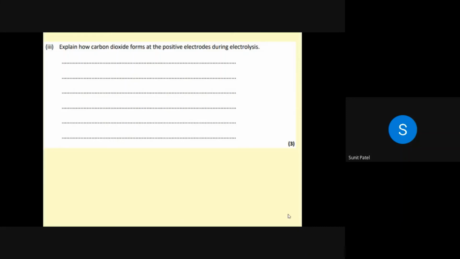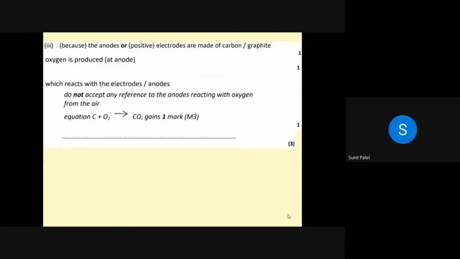And then part 3, here it says explain how carbon dioxide forms at the positive electrodes during this process of electrolysis. Well, we know that the oxide ions are negative, they're attracted to the positive electrode. So what happens there is the oxygen loses the electrons, and then we talk about oxygen being produced.